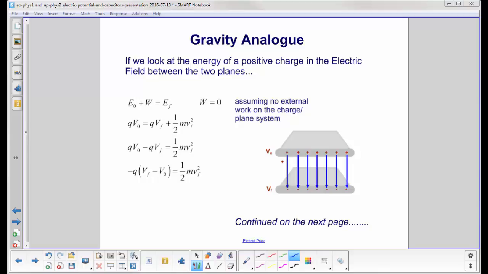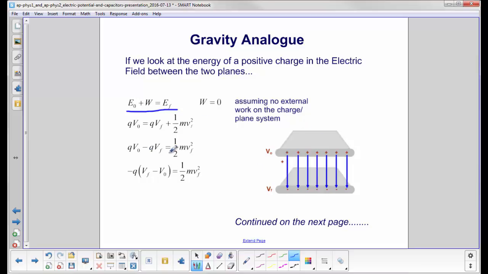Now let's switch over to the electric field between two planes. We start again with conservation of energy, and we have the charge up here at the top. This time there will be no external work on the charge plane system. This charge will accelerate and increase its velocity as it falls down in the field. So the work is 0. So my initial energy is q V_0 equals q V_f plus 1/2 m v_final squared.